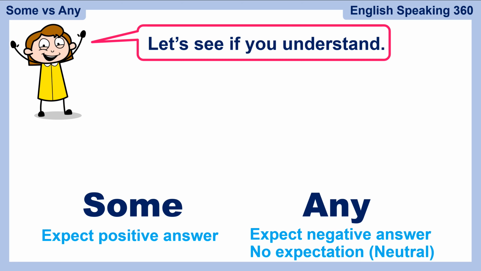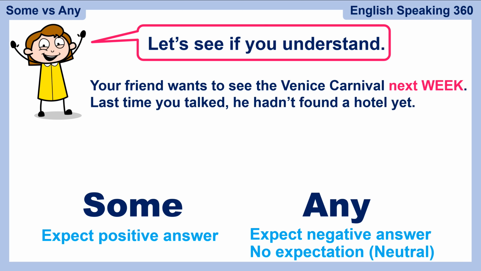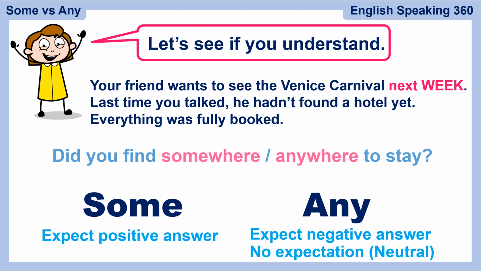Let's see if you understand. Here's a situation. Your friend wants to see the Venice Carnival next week. Last time you talked, he hadn't found a hotel yet, because everything was fully booked. Of course, 1 week before the carnival, you cannot find a place to stay. So, what are you going to say? Did you find somewhere to stay, or did you find anywhere to stay? Think about the situation and think about your expectation of answer. Do you think he's gonna say, yes, I found a place, or no, I didn't find a place? And of course, you're gonna ask, did you find anywhere to stay? Because you think he's going to say no.